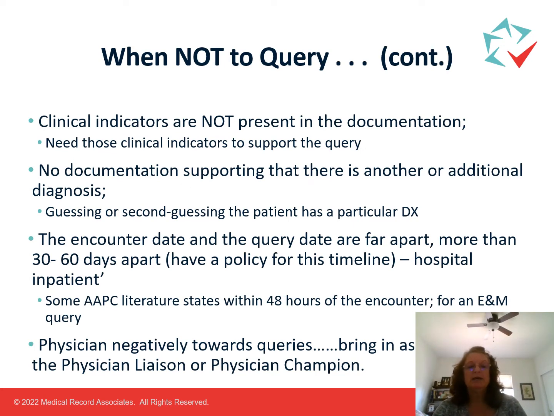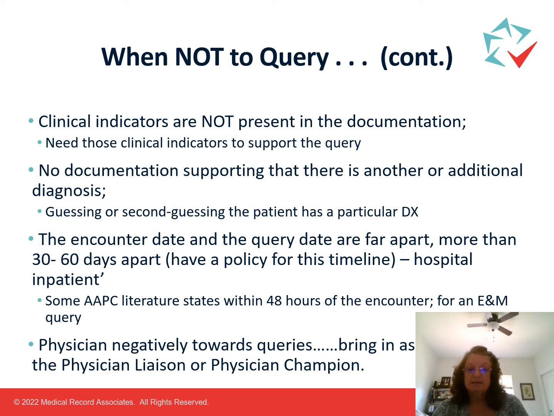When not to query: clinical indicators are not present in the documentation, so there's no clinical indicators there. So we need those clinical indicators to support the query itself. When there's no documentation supporting that there is another or additional diagnosis, then why are you querying? Do not query. Guessing or second guessing that the patient has something, not our job, right? So we have to have clinical indicators. We have to have something to go on. We can't just be grasping at straws or air.